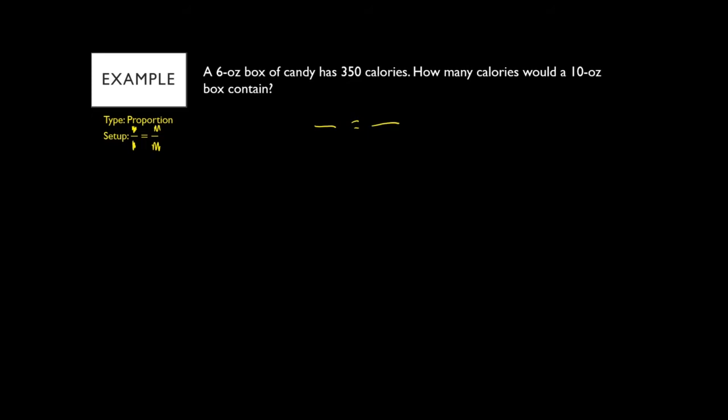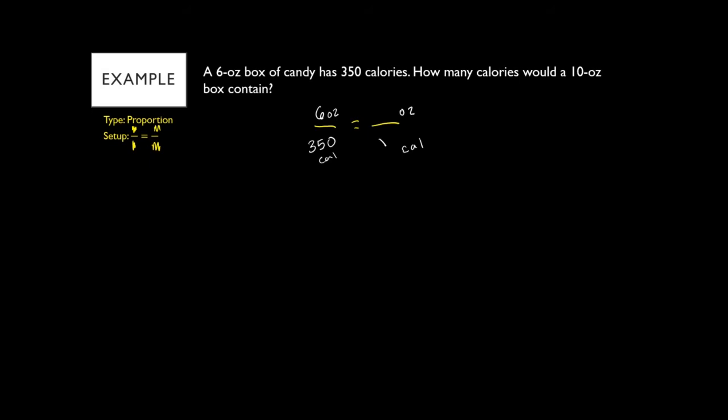The first sentence says that we have 6 ounces is 350 calories, so I'm going to just fill that in. That is your first fraction, the given information. Now, the way the proportion works is that you have to match your units going across. So on the right side, I have to have ounces over calories to make sure that my units match going across.